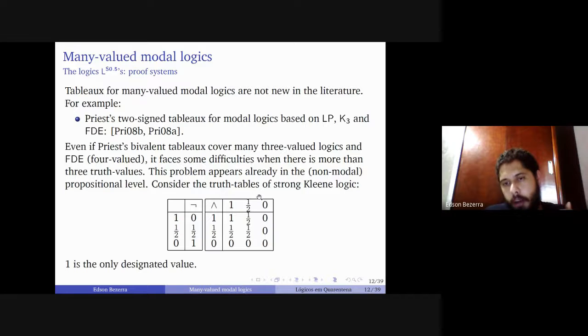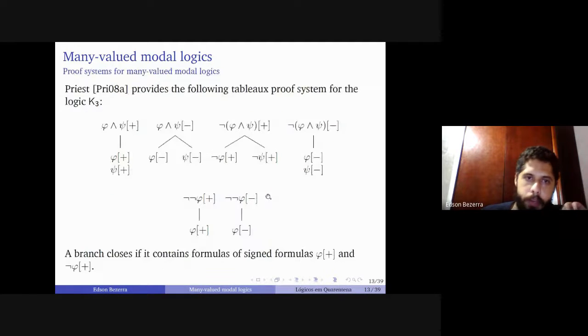So strong Kleene logic has these matrices, negation and conjunction. One is the only designated value, and the tableau system for strong Kleene is defined as follows. We have the two labels, plus and minus. We can put in place of plus the label true, T, and in place of minus the label false, F. We have these rules here for conjunction with plus, conjunction with minus, negation of conjunction with the two labels, and the double negation.